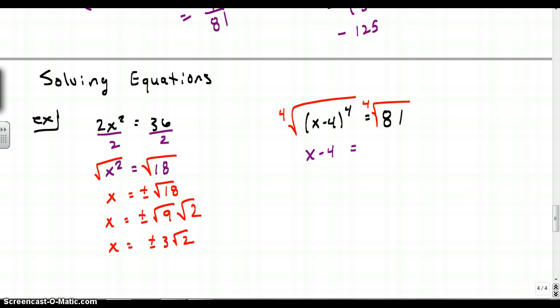So what number times itself 4 times gives you 81? Well, that is 3. 3 times 3 times 3 times 3 will give you 81. But keep in mind, that's plus or minus 3. I still have the plus or minus because it's an even root. All even roots will have the plus or minus. So this becomes x equals, if I add 4 to both sides, 4 plus or minus 3. So I have my solutions as x equals 4 plus 3, which is 7, and x equals 4 minus 3, which is 1.